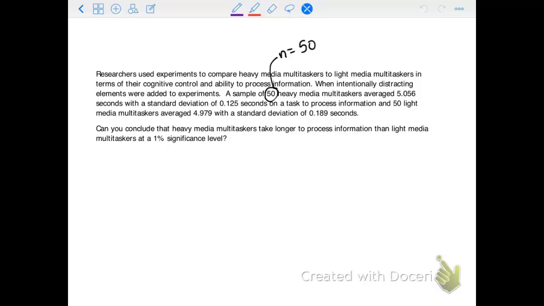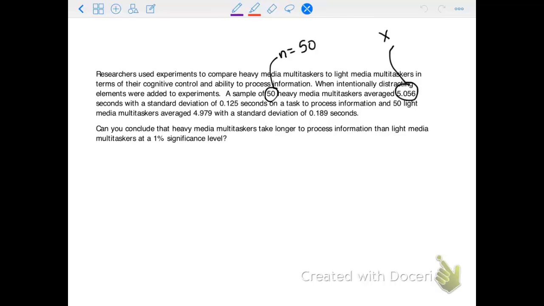When intentionally distracting elements were added to experiments, a sample of 50 heavy media multitaskers averaged 5.056 seconds, standard deviation of 0.125, to process this information, and 50 light media multitaskers averaged 4.979 with a standard deviation of 0.189 seconds. So, can you conclude that heavy media multitaskers take longer to process information than light media multitaskers at a 1% significance level? Let's read this for its keywords here.